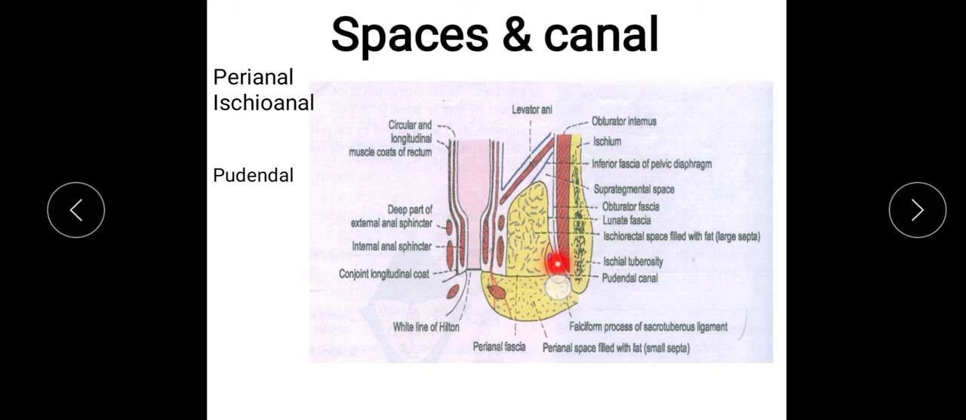The fascia of the canal fuses with the lower part of the obturator fascia. This fascia fuses with the obturator fascia laterally, the lunate fascia above, and with the perianal fascia medially. And this one is the falciform process of the sacrotuberous ligament inferiorly, or from below. This is the pudendal canal.